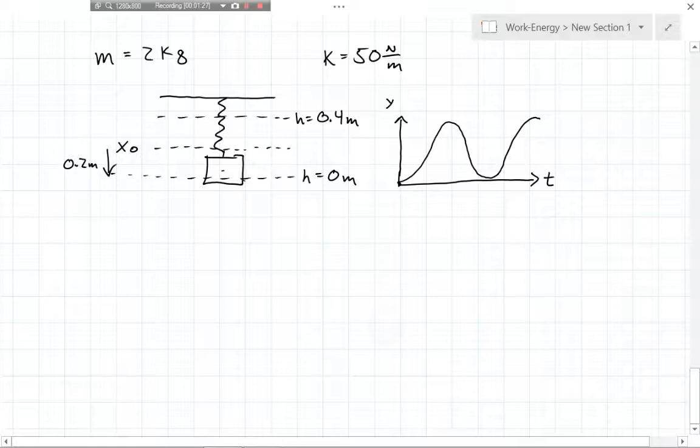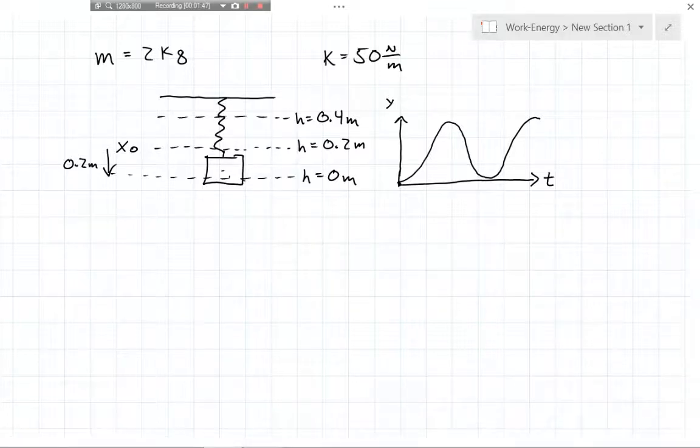And so the idea is that we have these 3 points here. We have h equals 0 meters, this is the bottom of its oscillation. We have h equals 0.2 meters, and this is the equilibrium of its oscillation. And then h equals 0.4 meters, and this is when the mass reaches the top of its oscillation. And we're asked to calculate the spring potential energy, the gravitational potential energy, the kinetic energy, and total energy for each of these 3 stages.